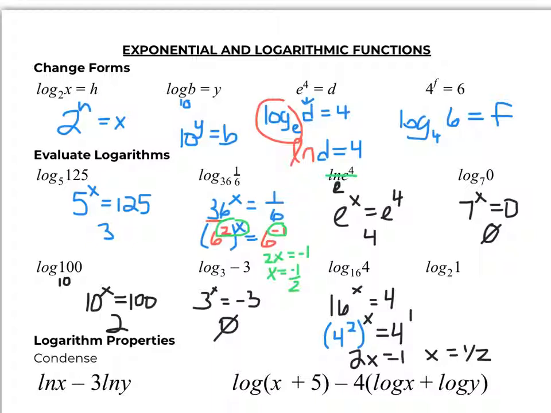The shortcut is to know that if I'm doing the square root to go from the base to the argument, then I am doing it to the 1/2 power. You don't want to put 1/4 because this isn't division. It's saying what power of 16 gives me 4, which would be 1/2. And last one, 2 to what power gives me 1? And the answer to that is 0.